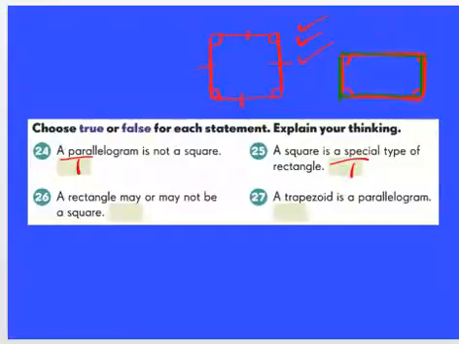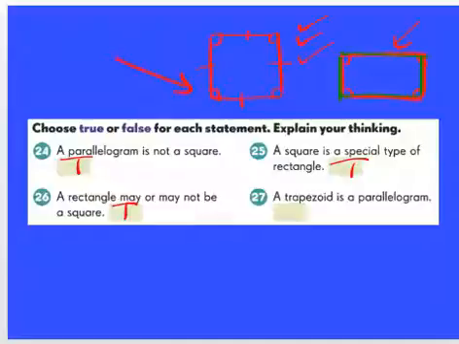All right, a rectangle may or may not be a square. Based on what we talked about here, that is true. A rectangle could be a square because this is technically a rectangle as well. But a rectangle can also look like this, so it could not be a square.